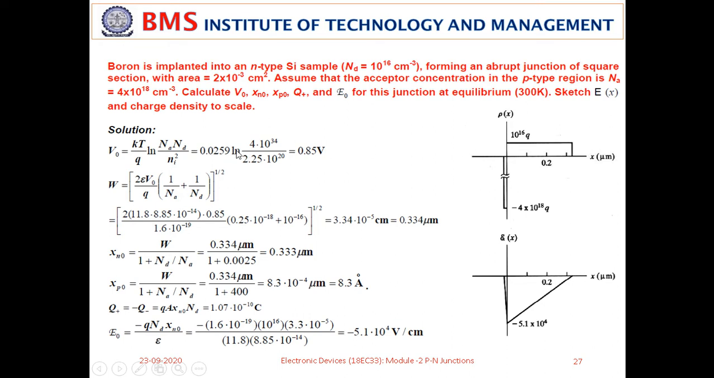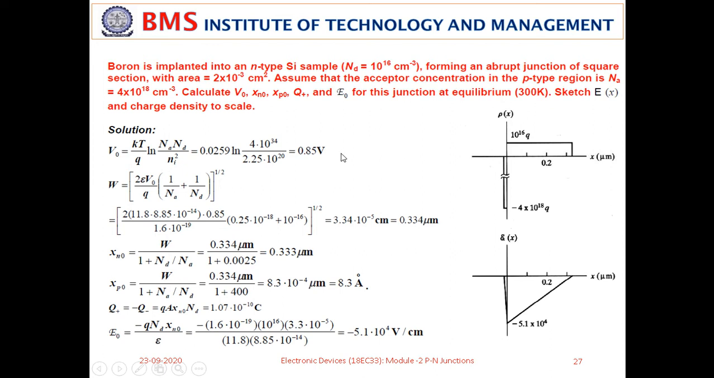Ln here is nothing but log to the base e, and here you can substitute this Na Nd. Na is given as 4 into 10 to the power of 18. Nd is 10 to the power of 16. So you can add the exponents here and retain 4 as it is. 16 plus 18 becomes 34, 10 to the power of 34, and 4 is multiplied here, divided by Ni square. Most of the times Ni may not be given, so you should know the value of Ni. Any idea how do you get Ni?